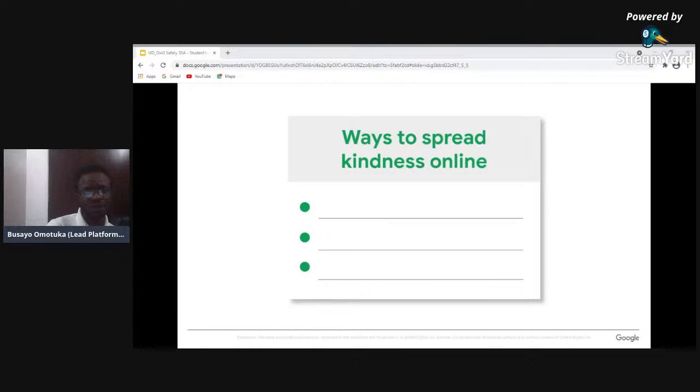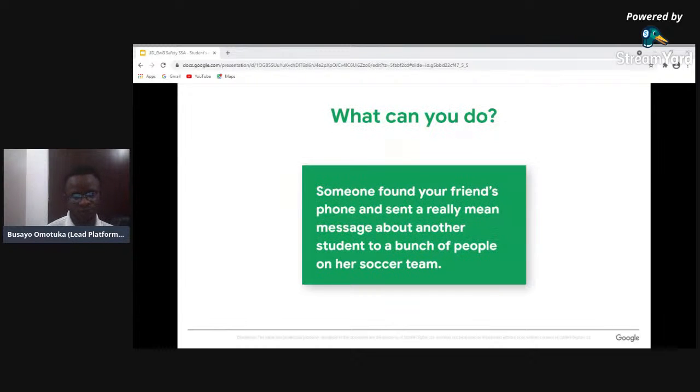We're going to be looking at ways to spread kindness online. It feels good to be kind, doesn't it? There are benefits from being kind, and there are lots of opportunities to be kind online. Can you think of three ways to spread positivity? So let's ask the students that question, to see if they can actually think of ways to spread positivity online. Put the students in pairs or groups and ask them this question.